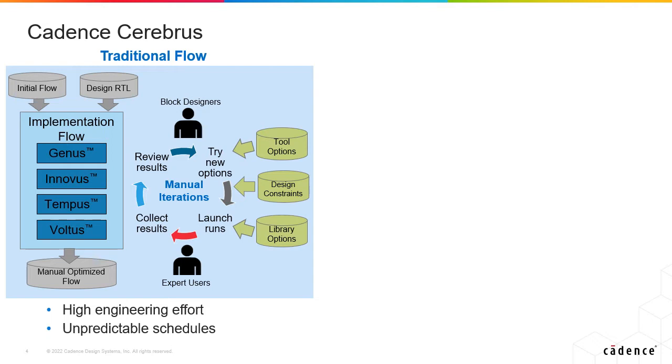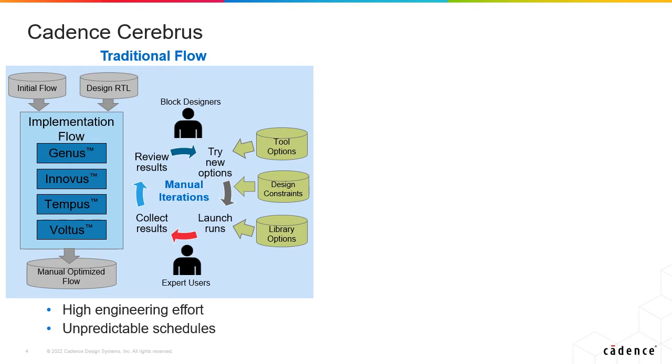The block engineer will start with an existing flow, probably inherited from a previous project, and run the new design to generate some initial results. Based on these initial results, the designer will change some of the flow parameters. These flow parameters could be as simple as tool options or design constraints or a change in the floor plan. The design is then rerun using these updated flow parameters and new results are generated.